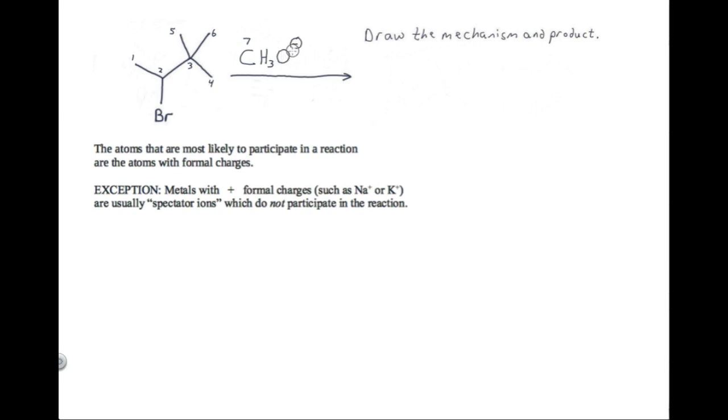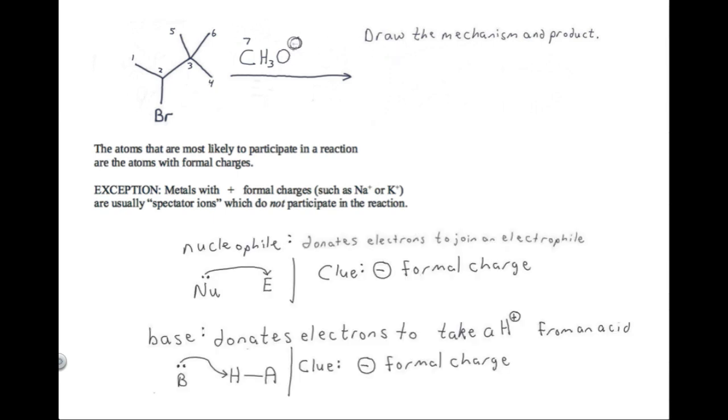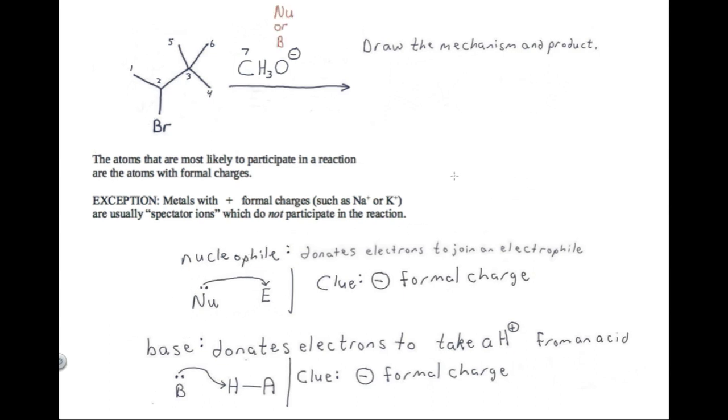Now, what role do we expect the O- to play in the mechanism? The negative formal charge makes the oxygen want to donate electrons. So this oxygen could play the role of nucleophile or base, because both a nucleophile and a base are electron donors.